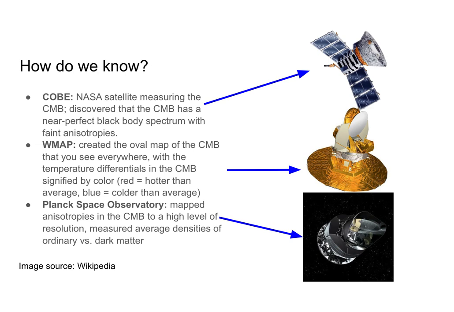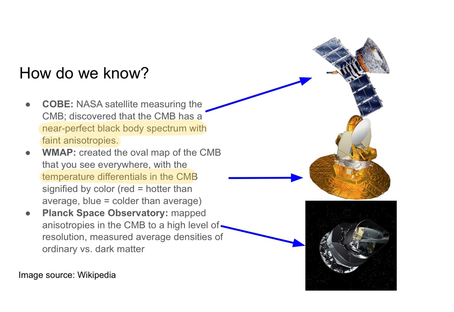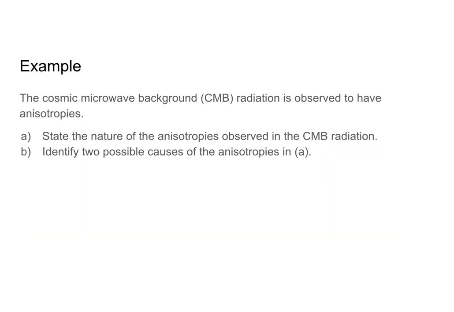There's COBE, which is a NASA satellite that measures the CMB and discovered that the cosmic microwave background has a near-perfect blackbody radiation spectrum with very faint anisotropies. There's the WMAP experiment, which created the oval map of the CMB that I've shown in all of these slideshows. And it shows the temperature differentials in the CMB, which are signified by color. As you would expect, red places are hotter than average and blue areas are colder than average. And then finally, there's the Planck Space Observatory, which mapped the anisotropies in the CMB to a high level of resolution and measured the average densities of ordinary versus dark matter, which is super fun, and we're not going to get into that yet.